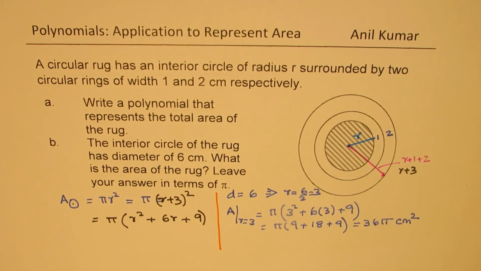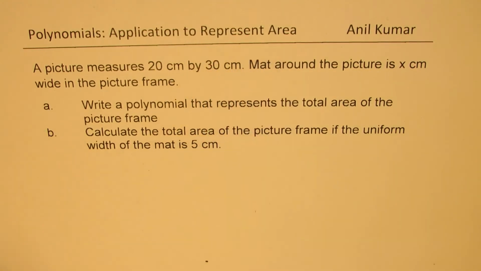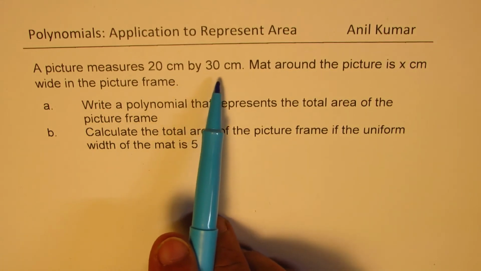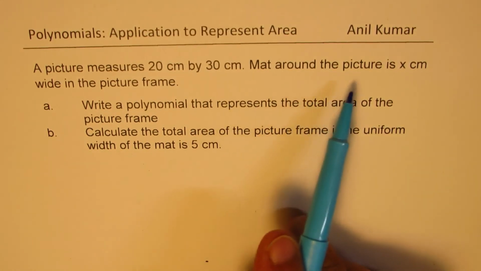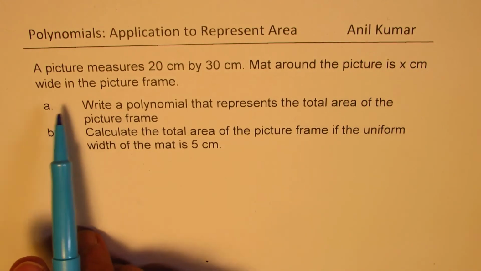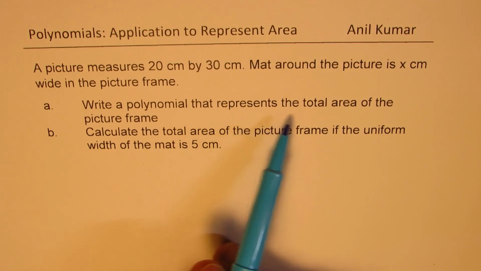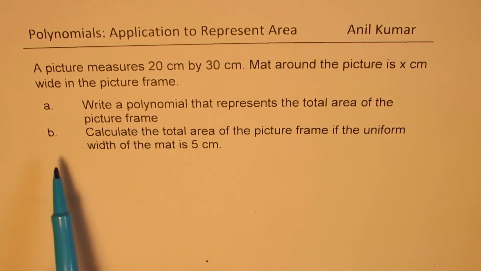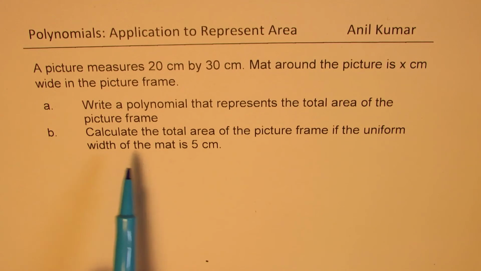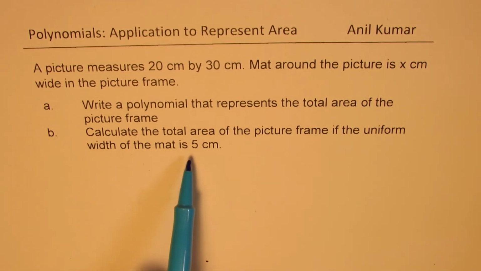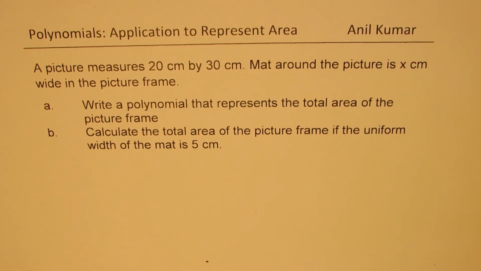Perfect. So I hope that helps. Application to represent area. The question here is, a picture measures 20 centimeter by 30 centimeters. Mat around the picture is x centimeters wide in the picture frame. Write a polynomial that represents the total area of the picture frame. And part B is, calculate the total area of the picture frame if the uniform width of the mat is 5 centimeters. You can always pause the video, answer the question, and then look into my suggestions.